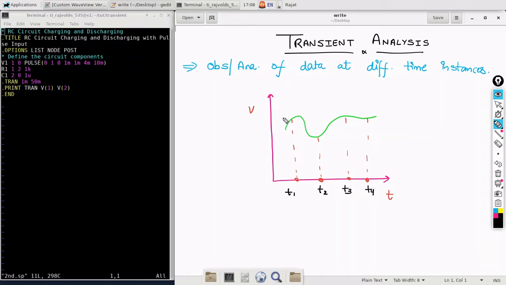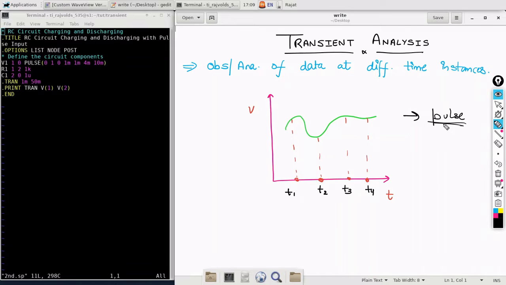As we can see in this V-T graph, we are pointing at some voltages with respect to some time instances, that is T1, T2, T3 and T4. So this kind of analysis is the transient analysis. Now we are going to see how to apply this transient analysis in the HSPICE code. For that, I am going to take a simple example of an RC circuit in which I am going to apply a pulse. So we are going to apply a pulse as an input voltage source to the RC circuit and see how the output voltage comes up.